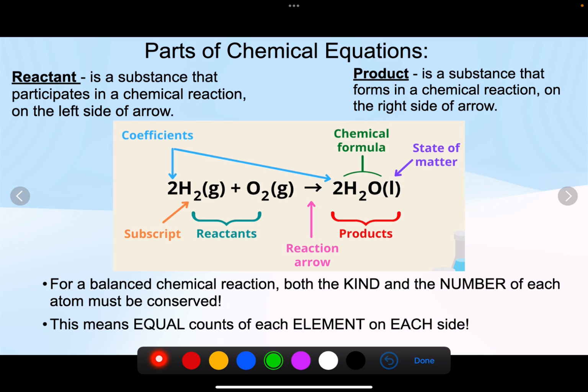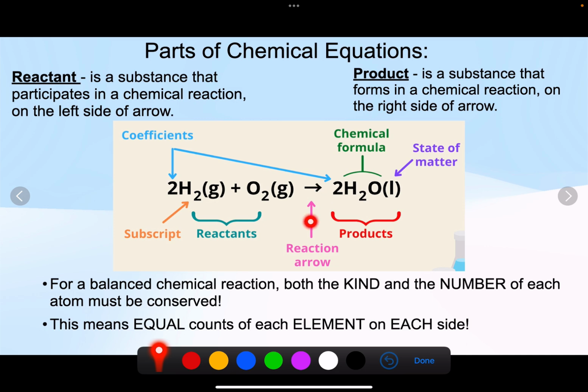This is our first introduction to chemical equations and balancing them. So the parts of the equation, okay, this is important. You have what are known as the reactants, and the reactants are the substance or substances, you can have more than one, usually we do, that participate in the chemical reaction, and they are going to be represented on the left side of the arrow.